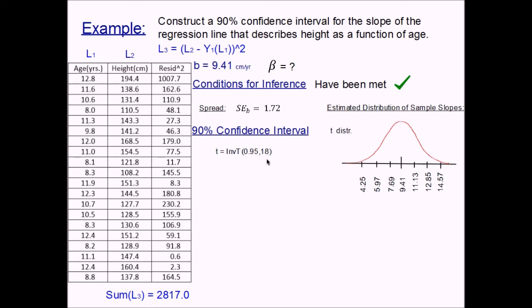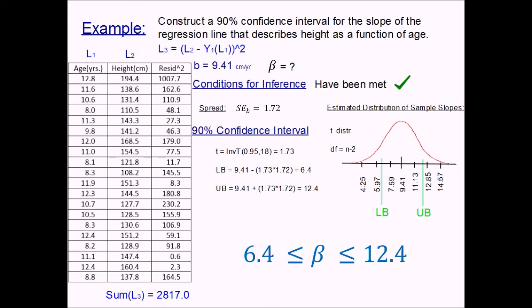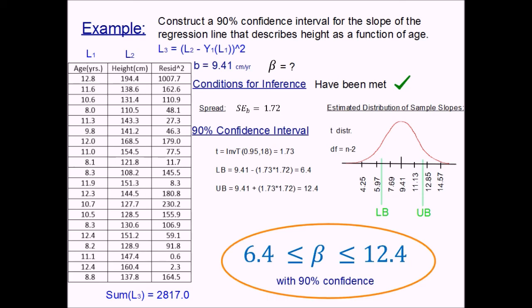All right. For the inverse t, the degree of freedom is 18, because again, with two variable, degree of freedom is n minus 2, not n minus 1 like it is for one variable. And we get 1.73, which means we have almost 1 3/4 standard deviations above, 1 3/4 standard deviations below, which means we can calculate our lower and our upper bounds, which gets us our confidence interval with 90% confidence, and we're done.